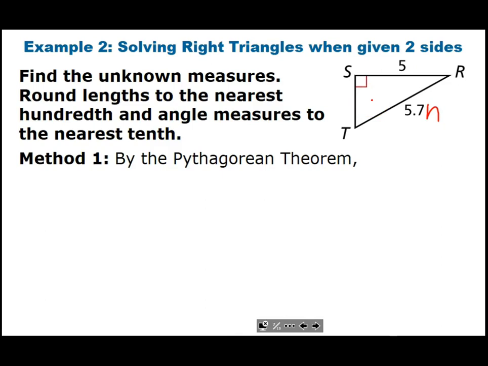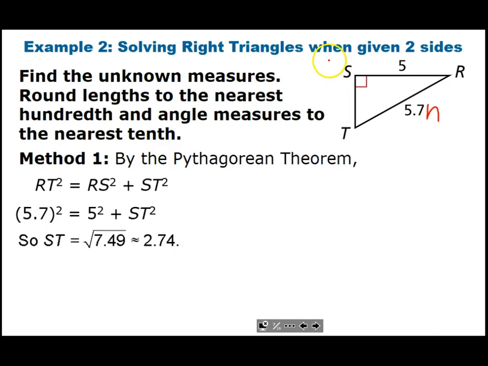If we were actually, so then ST and SR would be A and B. So if we went ahead and solved for this, we do 5.7 squared is equal to 5 squared plus ST squared. When we square the parts, we square 5.7 and 5, and we subtract 25 from whatever 5.7 squared was, and that gets us the square root of 7.49, which is 2.74. So that means this side right here is now 2.74.